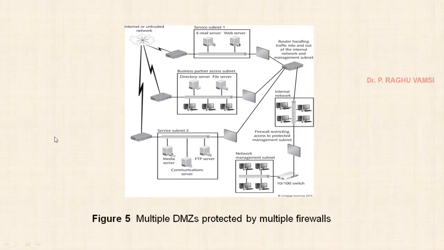In the previous slides, we have seen very simple configuration. Now it is a little bit more complex configuration. You look at the internet or untrusted network. Whatever traffic is coming from the public domain comes to the first screening router, and here also a screening router, and here also a screening router, and here the service subnet, email server and web server.